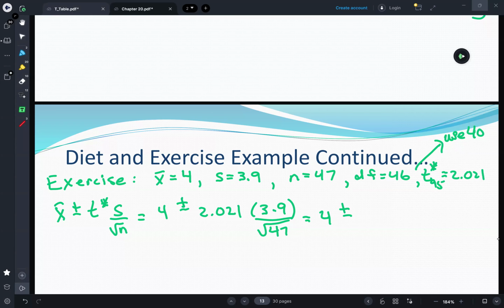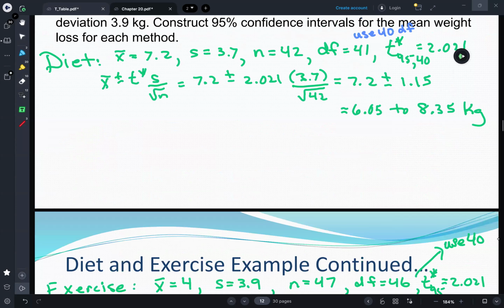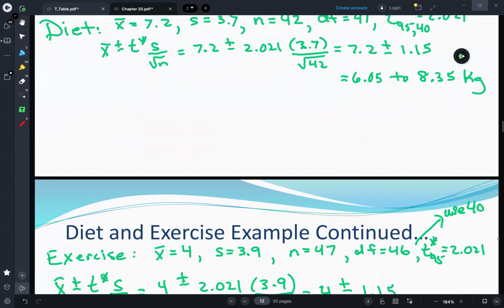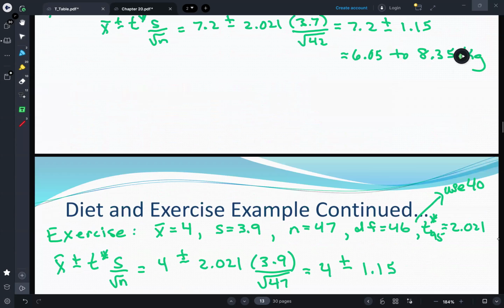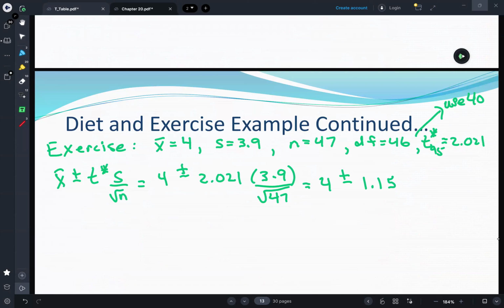It is. Isn't that something? It works out to 1.15. Very, very close, just because the numerator and the denominator work out that way. So we have the same margin of error. So it's really going to all boil down to the value of the mean, right? But we'll do the full range here, 2.85 to 5.15 kilograms.